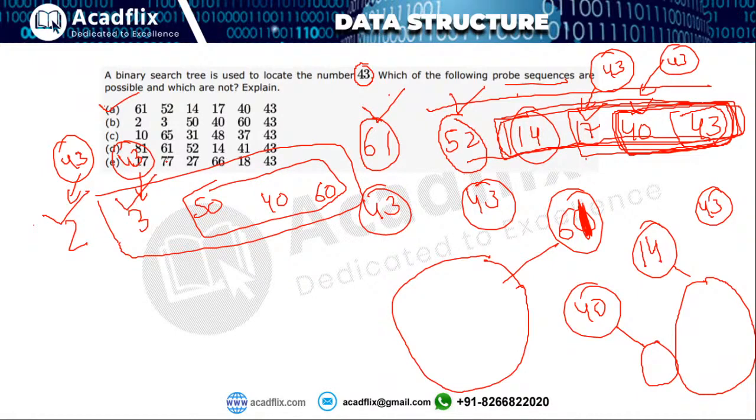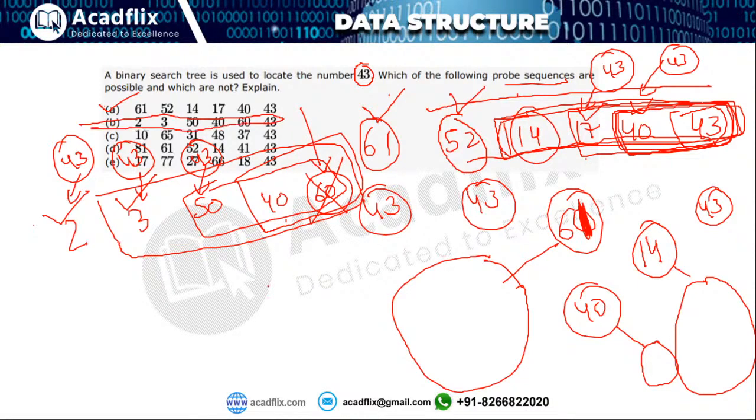Now I need to compare 43 with 50. 43 is less than 50, so all these nodes should be less than 50, but this node is not less than 50. This is actually greater than 60. So this particular probe sequence is not possible.